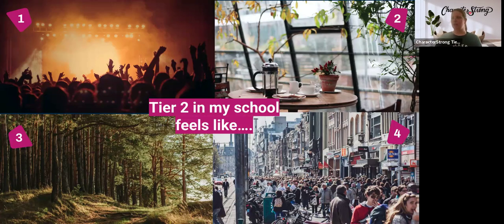And I know we have some also just Character Strong people joining us today. So if you have been in a system doing Tier 2 or not doing Tier 2, you can reflect back on a system that you were in or any systems maybe that you're supporting in your work. So 1, 2, 3, or 4. And if you'd be willing to share why, I would love to know that too. Douglas, number 2, our coffee shop.